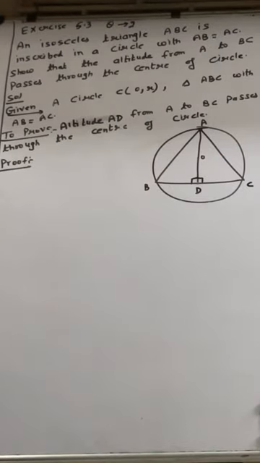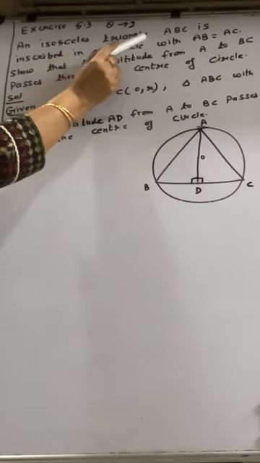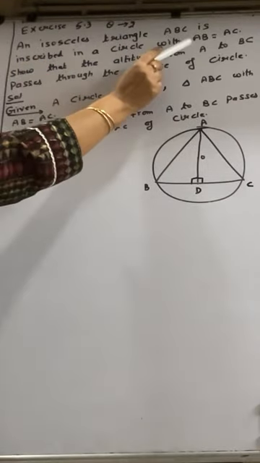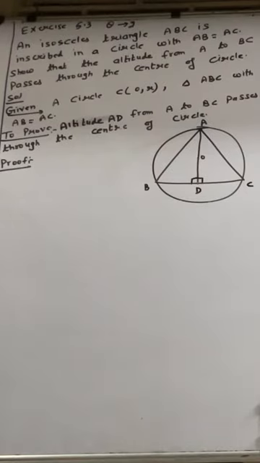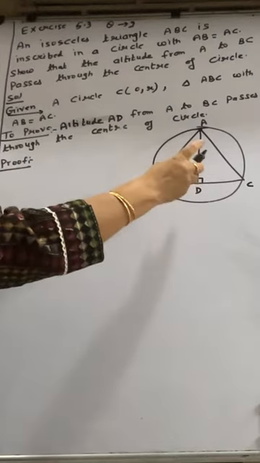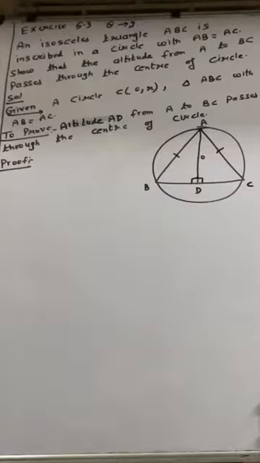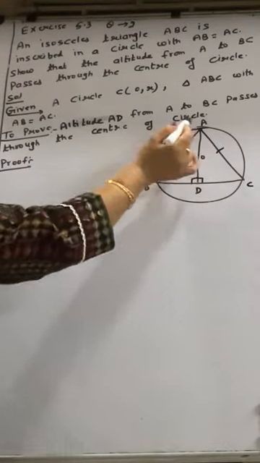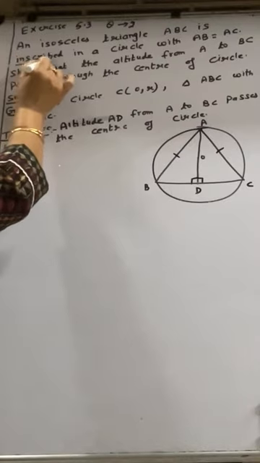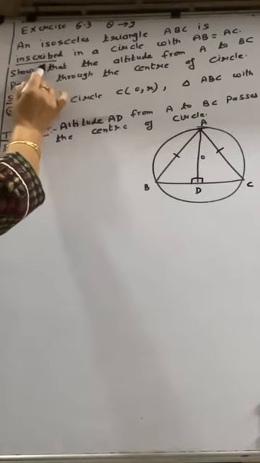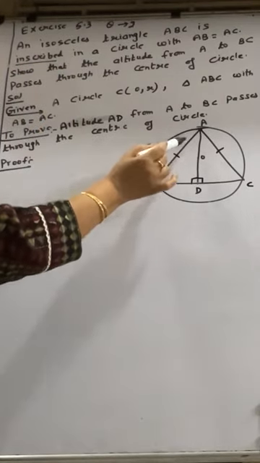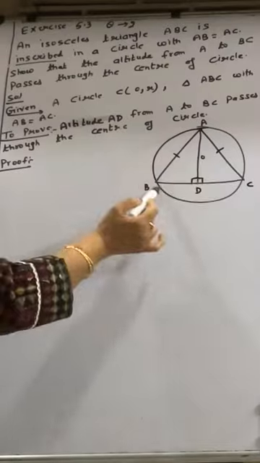He is saying you have one isosceles triangle. ABC is an isosceles triangle with AB equal to AC. So can you see? ABC is an isosceles triangle and the AB side is equal to the AC side. Correct? Inscribed in a circle. What is the meaning of inscribed in a circle? It means the triangle is made inside the circle. Triangle is inscribed in a circle means the triangle is drawn inside the circle.